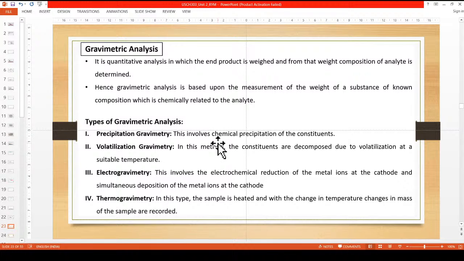This involves chemical precipitation. So we add a precipitating agent, and when we add the precipitating agent, a precipitate will form. If you started with 1 gram of substance and got something like 0.5 gram of substance, then just equate it. By equating, you will get how much amount of substance is there. We have seen different types of gravimetric analysis. For each gravimetric analysis, remember its concept.